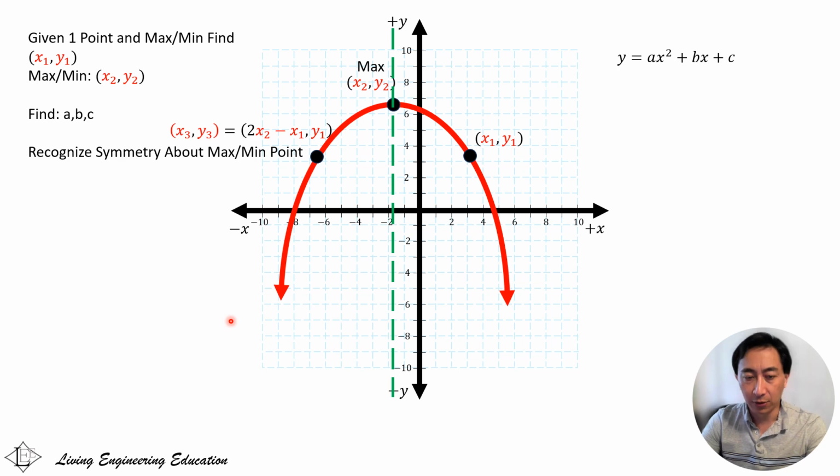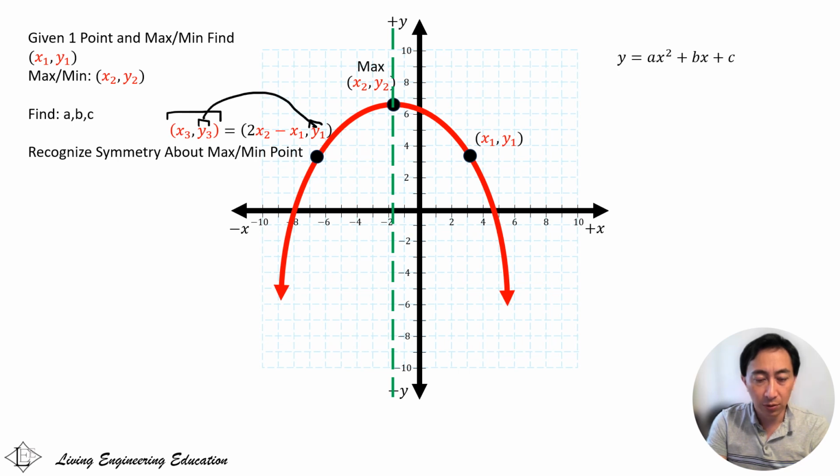So what do I have here? Let's do the obvious one. This third point, this y3 is going to equal y1, right? That makes sense. This is going to mirror across, okay? x3, I say is equal to 2x2 minus x1. So why is that? Well, the distance between here and here should match the distance between here and here, right?